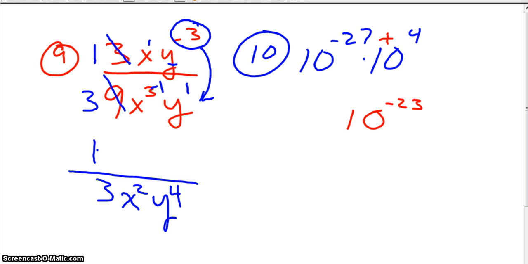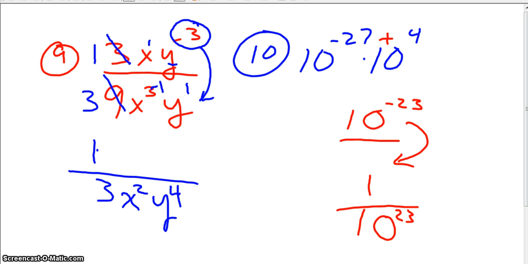But this is not simplified exponential form. You're not to keep a negative exponent. So if we want to write this in simplified exponential form, we've got to move this term to the inverse location, which in this case will be the denominator, right? So our simplified exponential expression is 1 over 10 to the 23rd.